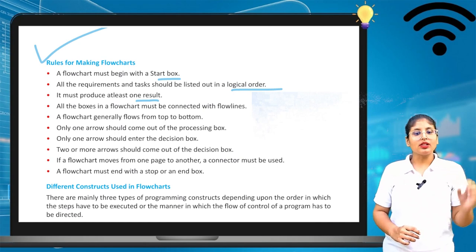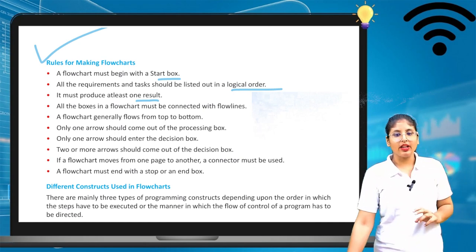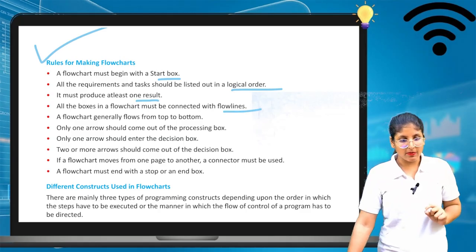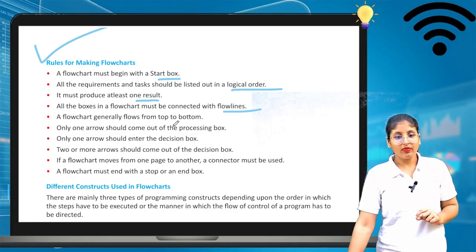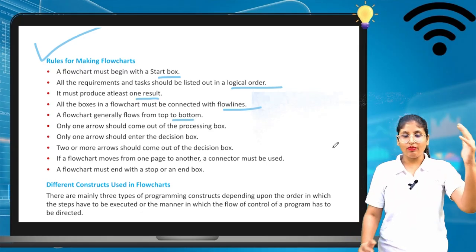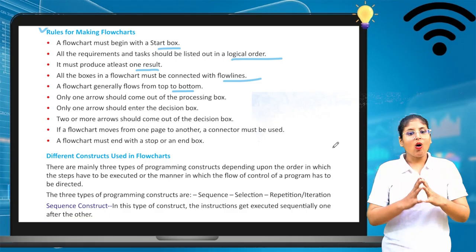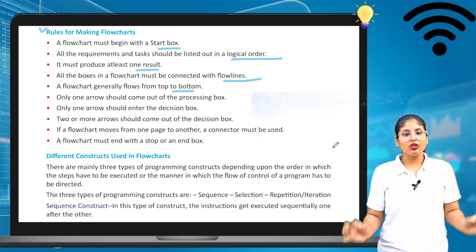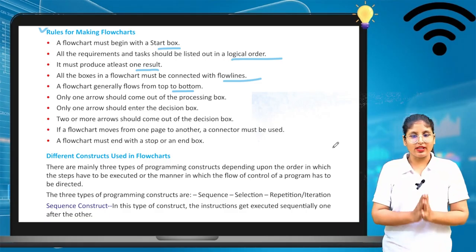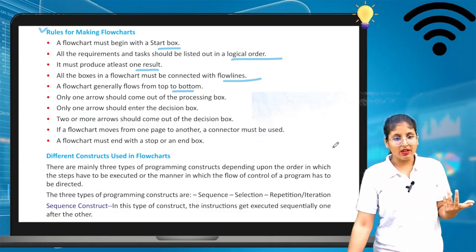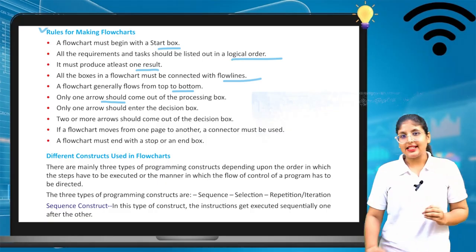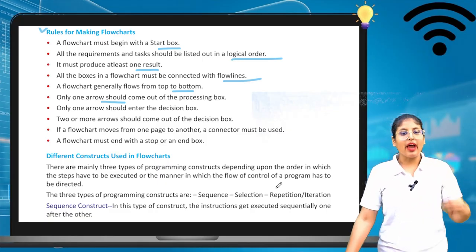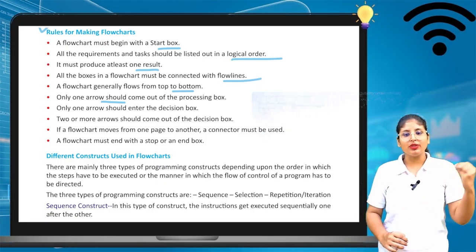Next, all the boxes in a flow chart must be connected with flow lines. A flow chart generally flows from top to bottom. Only one arrow should come out of the processing box. Only one arrow should enter the decision box, and two or more arrows should come out of the decision box.